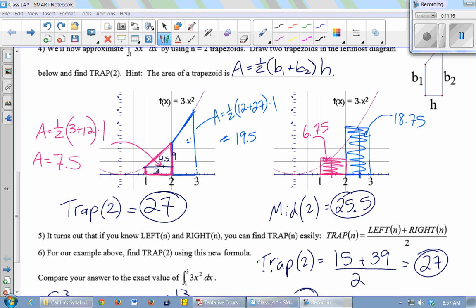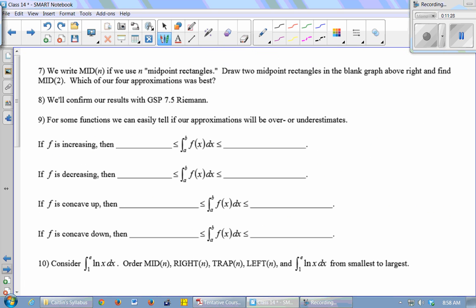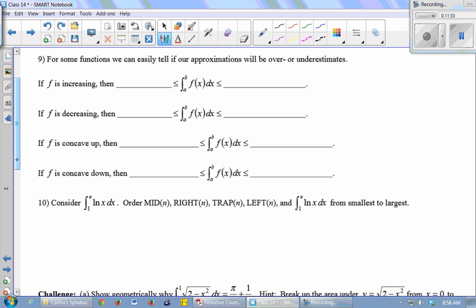So in this case, mid was actually a little closer, right? Because the exact value is 26. Mid was a little closer than trap. Okay, we're not going to confirm our results. We know we're right.